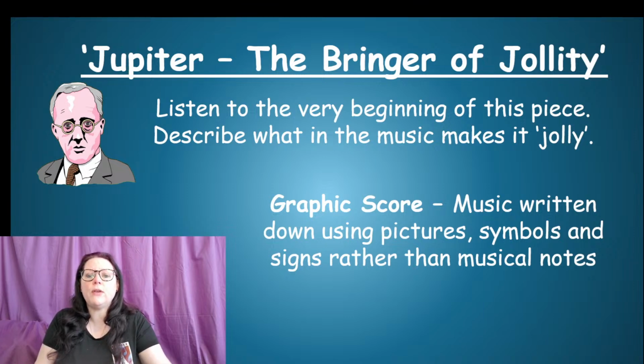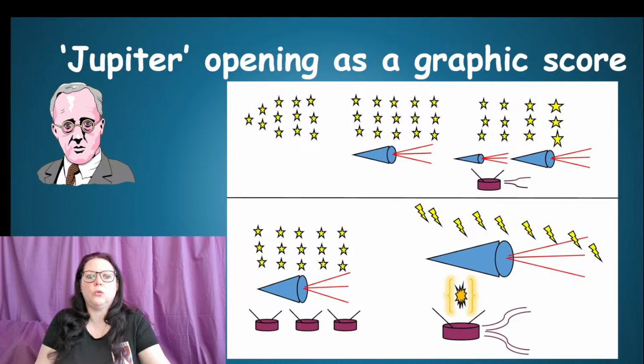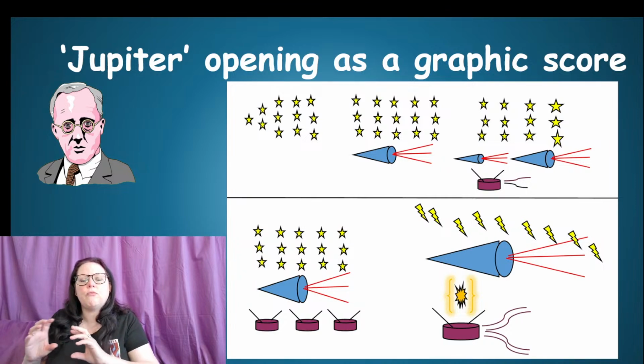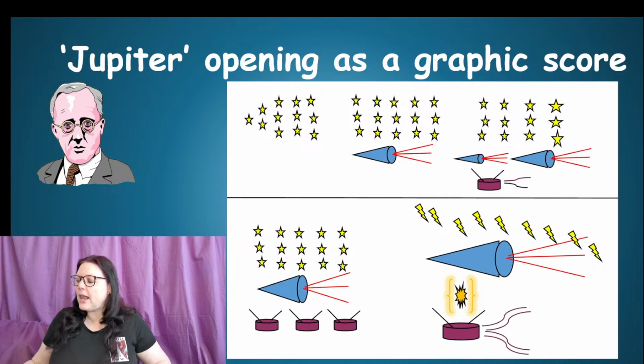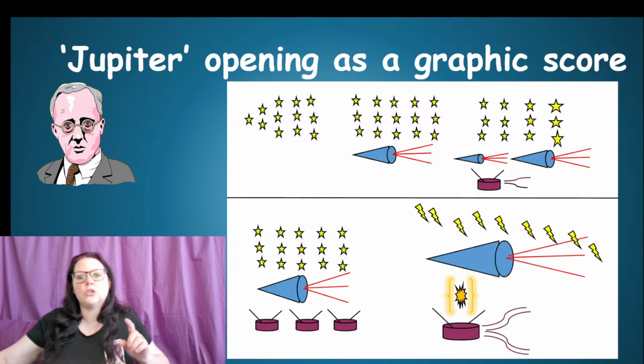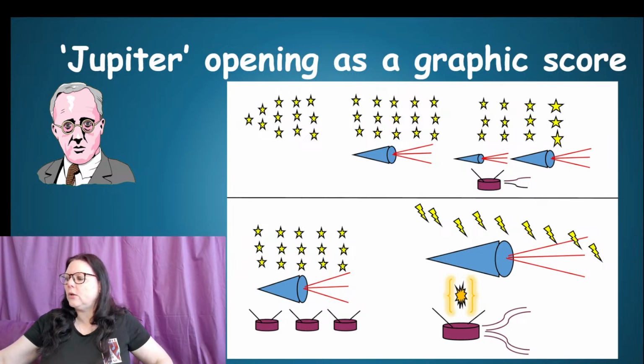So I've created a little graphic score for Jupiter. Here's this opening idea that we've just listened to, but written down using pictures. And if you're using the worksheet, you can find it at the bottom of the first page. And it's symbols to represent the different sounds. Now, if I play you the opening of Jupiter again so that you can hear the music as you follow the score, see if you can follow what's going on.